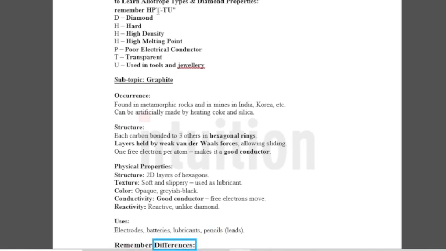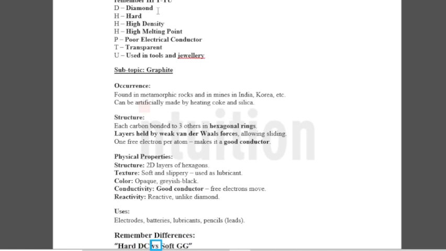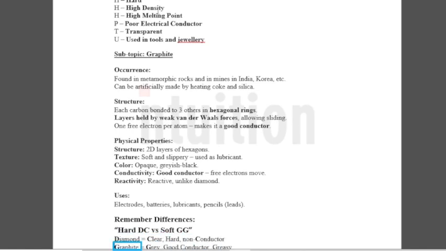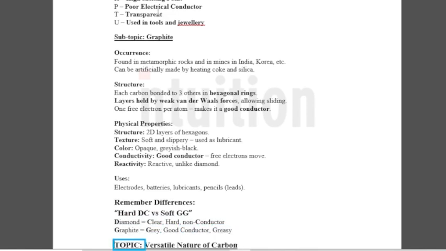Remember the differences. Hard: D, C. Soft: G, G. Diamond equals clear, hard, non-conductor. Graphite equals gray, good conductor, greasy.